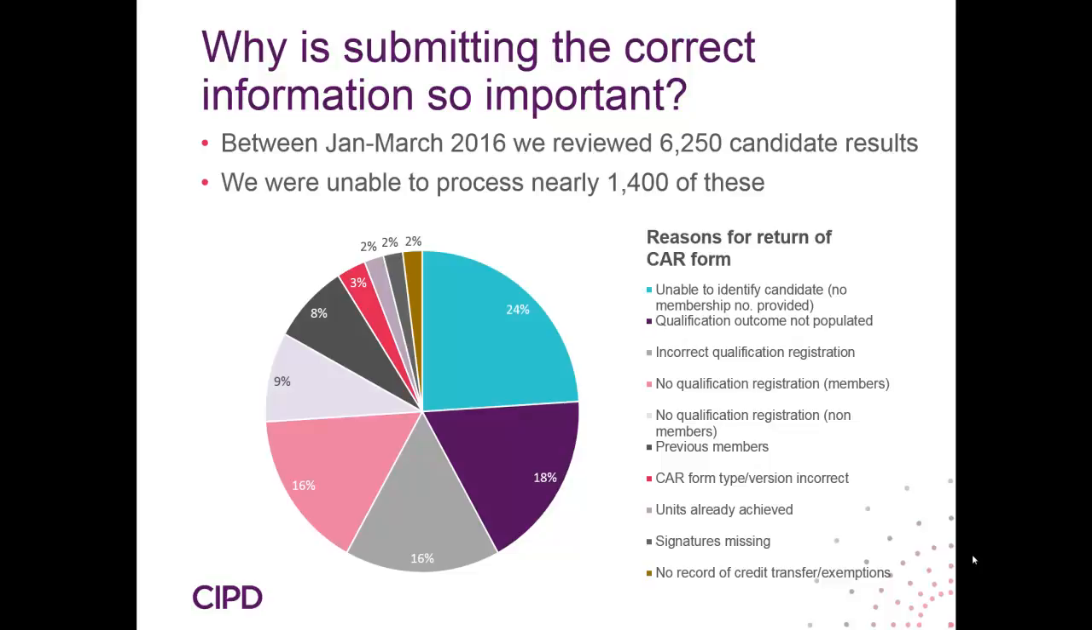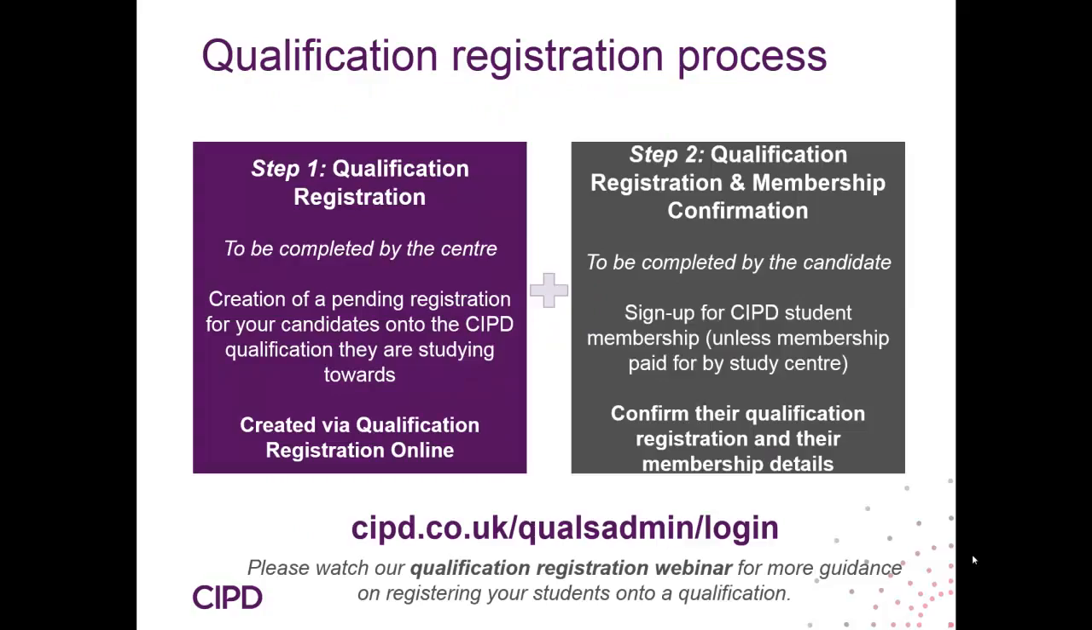In the statistics shown here, a minimum of 41% of all CAR form returns related to registrations. These were either candidates who had not been registered with us at all, or who were registered onto a different qualification to the one shown on the CAR form. A further 24% of results were returned because a contact or membership number had not been provided, and internal checks were also unable to identify the correct contact. A proportion of these results also turned out to have no registration.